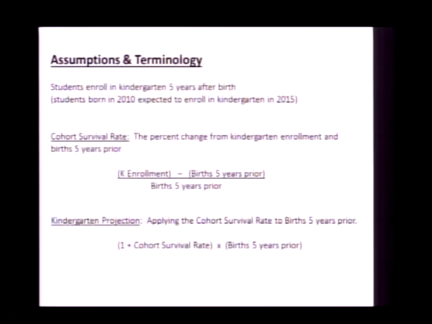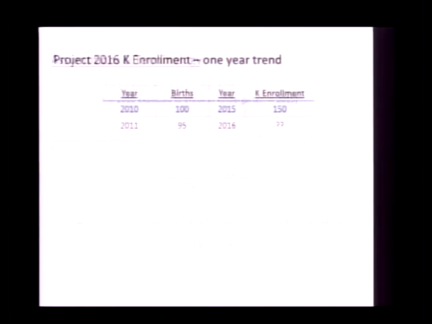That's a cohort. And it's a mathematical formula where we take the current year kindergarten enrollment, we subtract the birth number from 5 years prior, and then we divide that by the births of 5 years prior. So it's a straight mathematical formula that we use. For the kindergarten projections, this is where we apply the cohort survival method to the births 5 years prior. In this case, the formula is 1 plus the cohort survival rate times the births from 5 years ago. Now that can seem quite complicated.